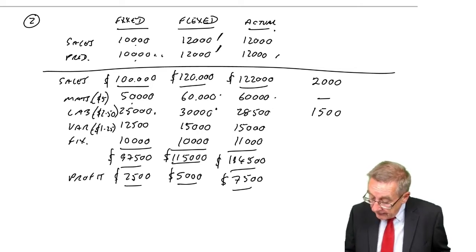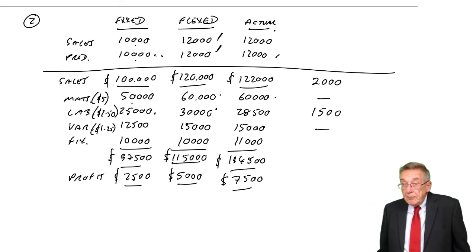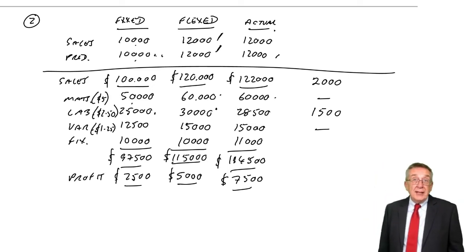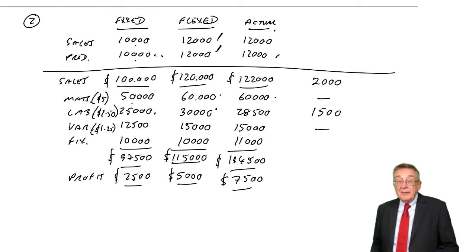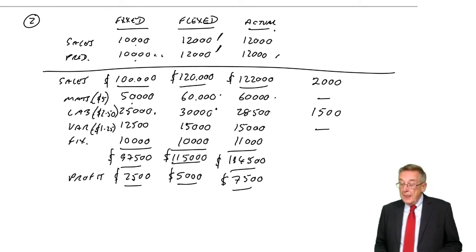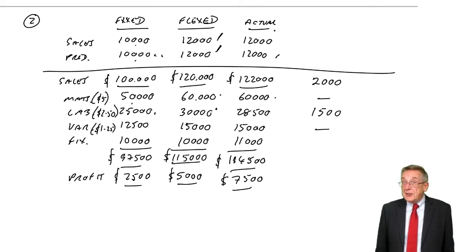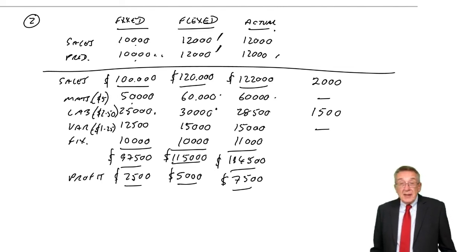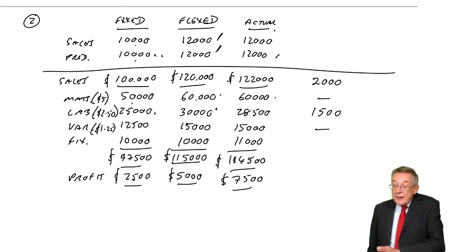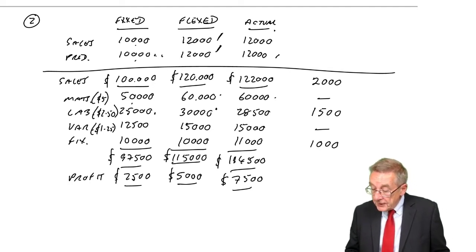Variable overheads, no problem. All right, we spent more because we produced more, but we'd expect now to spend 15, and we did spend 15. Things have gone perfectly. Finally, fixed overheads, well, of course, they should stay fixed at 10,000. Doesn't matter how many we produce. We've spent 11. Here we've overspent by 1,000.